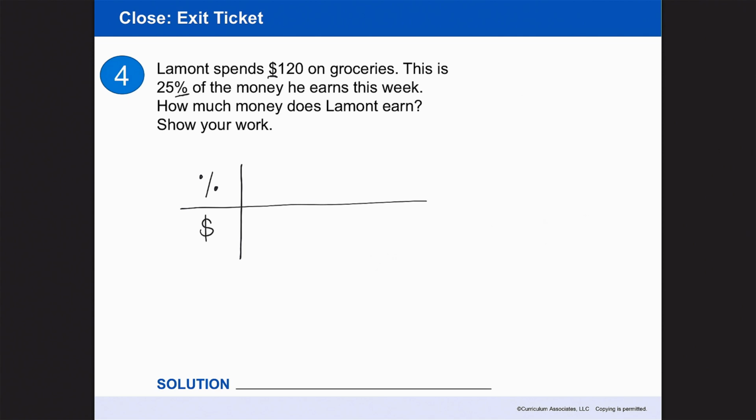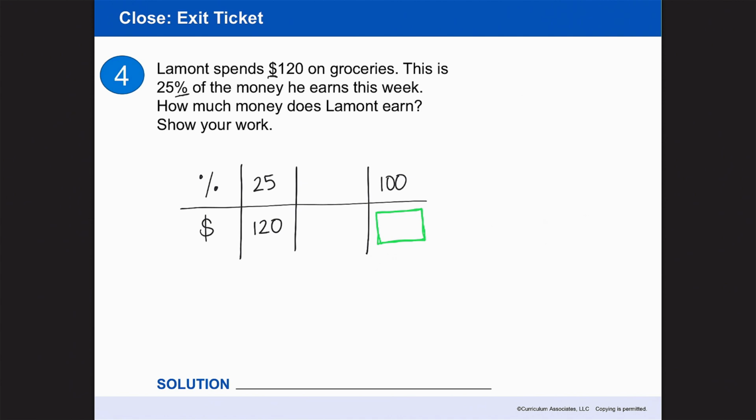Lamont spends $120 on groceries. This is 25% of the money he earns this week. How much money does Lamont earn? Show your work. So we know that at 25% of the money that he gets is 120. Okay. We need to know what full amount, what whole. So at 100%, how much money does he have? So really what we're looking for to fill out is this dollar amount. How many dollars does he have?